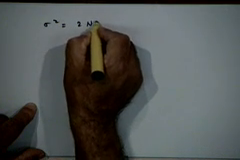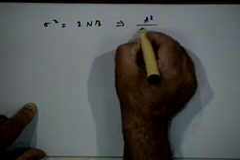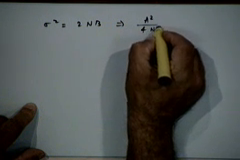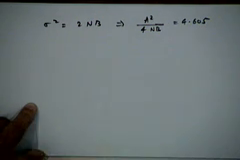Now since your sigma square is 2 NB, this means your a square by 4 NB is 4.605, right.